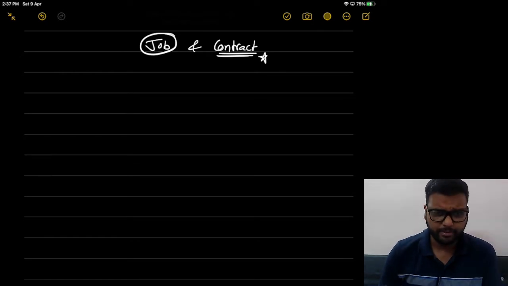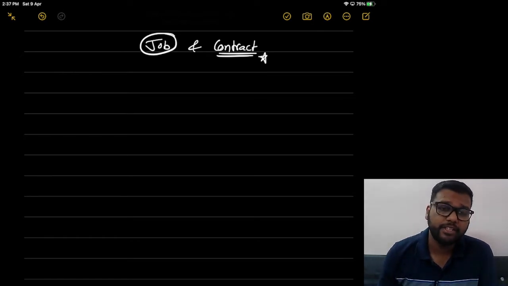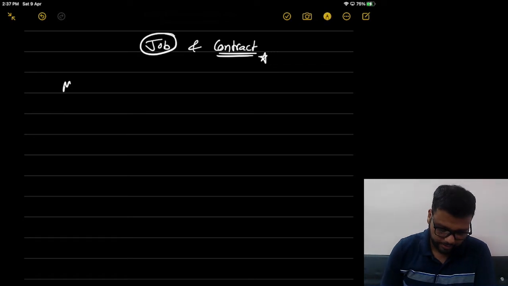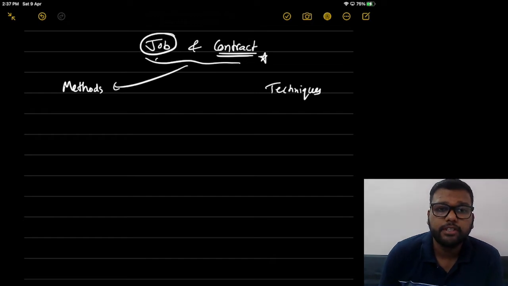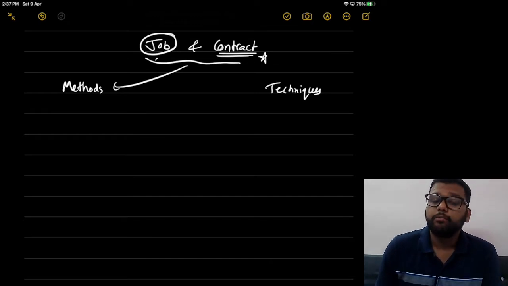Again, before we start, can anyone tell me whether these are methods of costing or techniques of costing? Methods, correct, right? These are methods of costing. That means these can be used in particular industries.